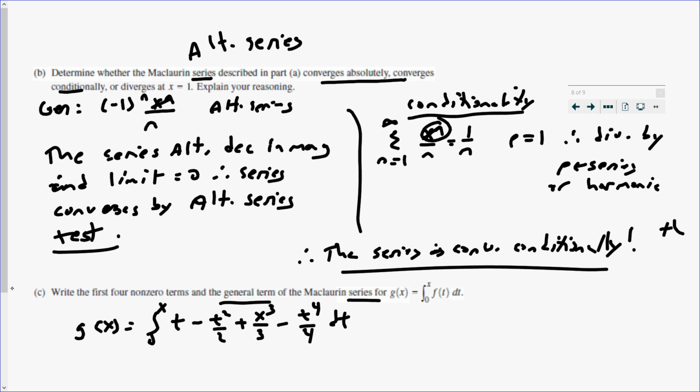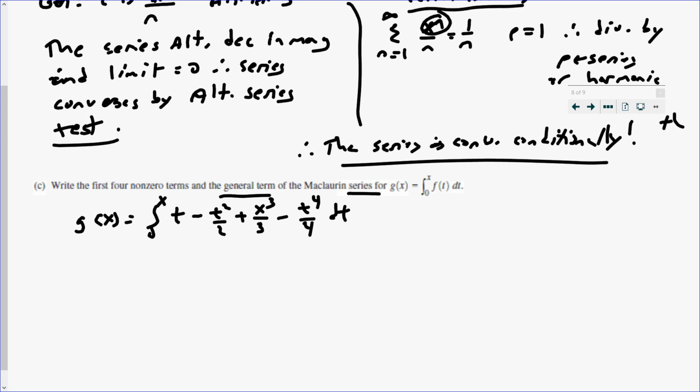And I integrate this. That's all. If we integrate this one, we get g of x equals, what's that become? Oh yeah, x squared over 2 minus x cubed over 6 plus x to the fourth over 12 minus, notice I'm using x's and not t's here. AP's okay with that. Oh look, they misspelled the letter t.